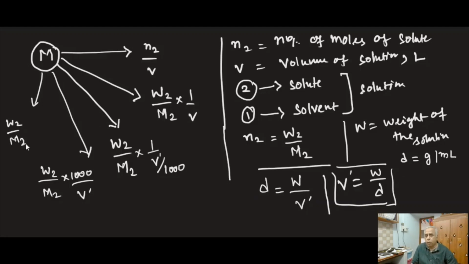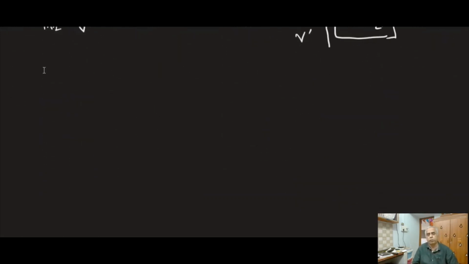So this volume of the solution can also be represented by replacing this V by W by D, is it not? So V is equal to W by D. You can suitably replace the volume of the solution by W by D. Now the equation becomes W2 by M2 into 1000 into D divided by W. You know D is density in gram per ml, W is weight in gram, that is weight of the solution. Then M2 is the molar mass of the solute and W2 is the weight of the solute.